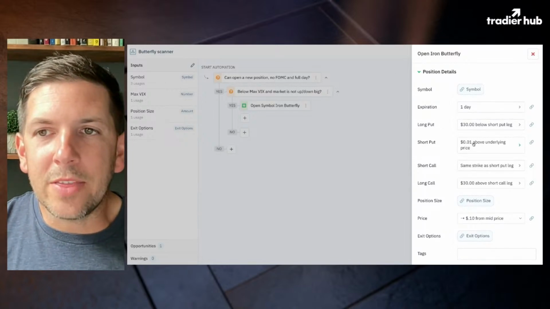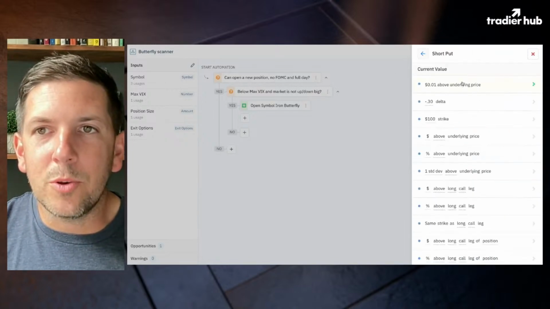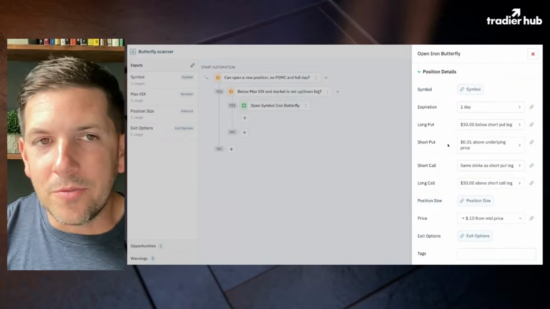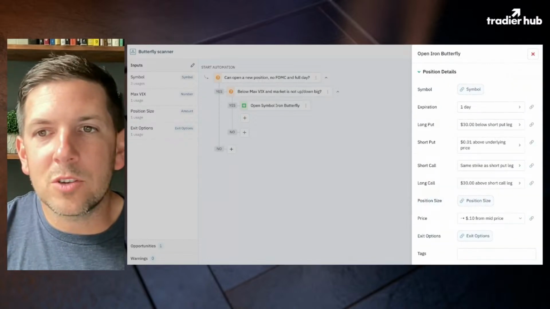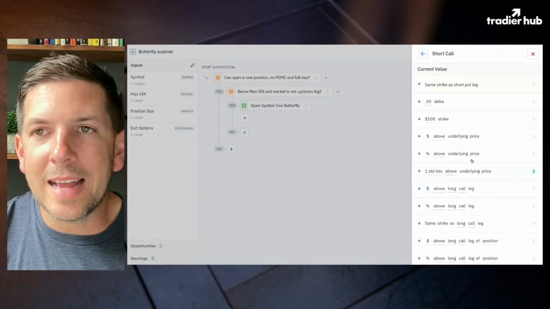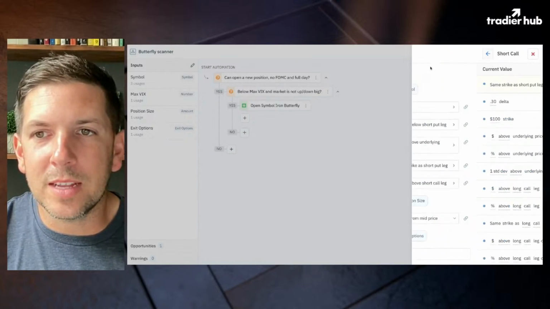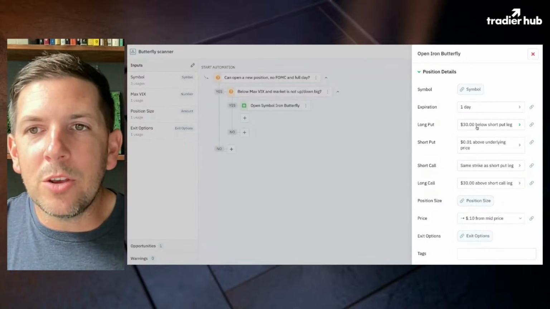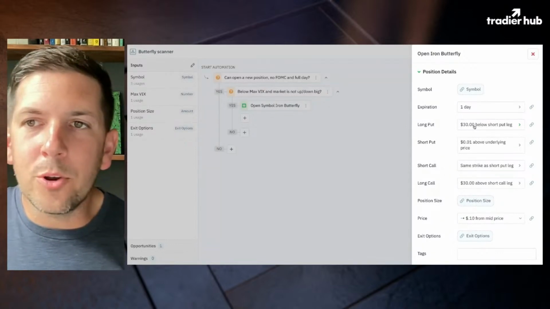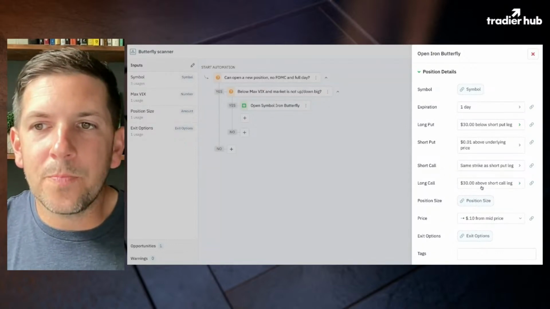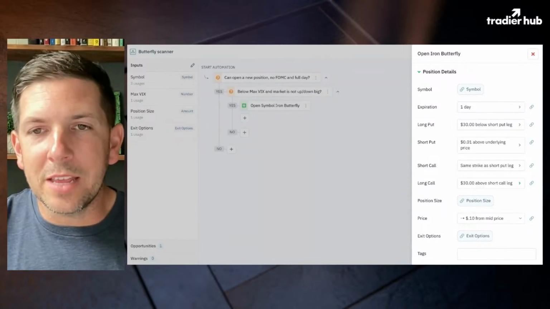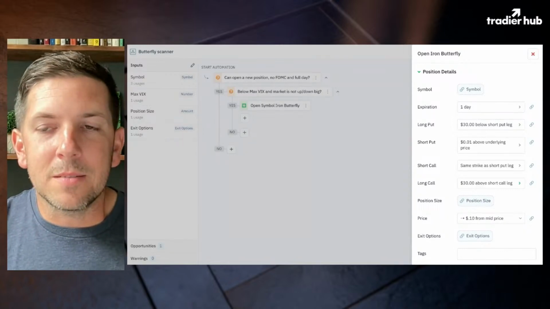So this is where we get the short put. We're just going to set that short put at just a penny above the underlying price. That'll default to the next strike, whatever the closest strike is. We set our short call as the same strike as the short put. That's how we match up those two strikes for our iron butterfly. And then we set our long put leg to be $30 below and our long call leg to be $30 above. And so that's how we get those further out ends that we're going for.